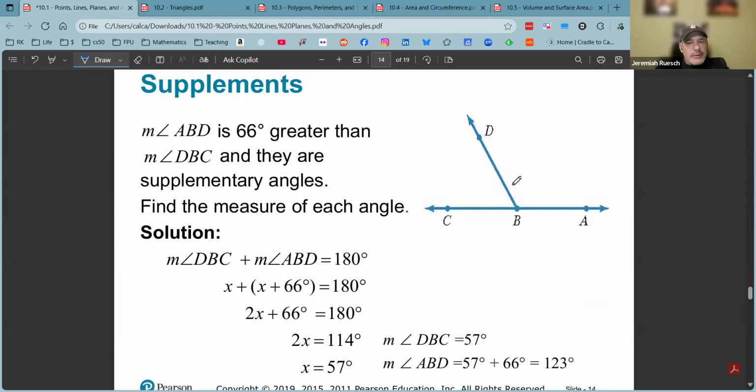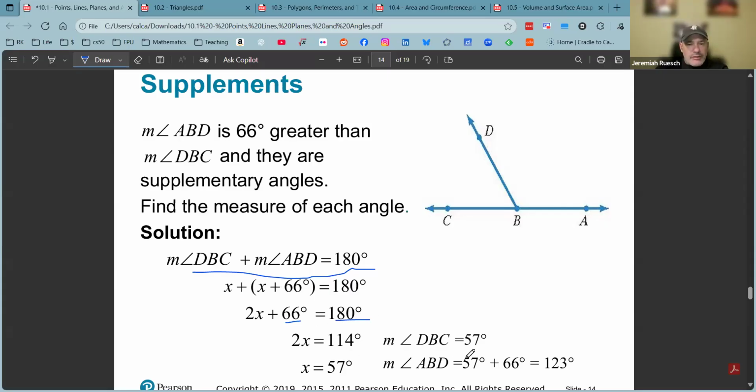Here's a supplementary example where these two angles must add to 180 degrees. They gave us a relationship: the measure of this angle, ABD, is 66 degrees greater than the measure of this angle. So whatever this angle is, if we add 66 degrees, that gives us this angle. That gives us the relationship x plus x plus 66 is 180. Adding the two x's together, we get 2x plus 66 is 180. Subtracting 66 from both sides, we get 2x is equal to 114.